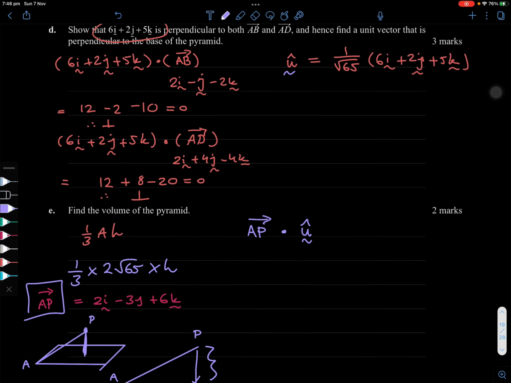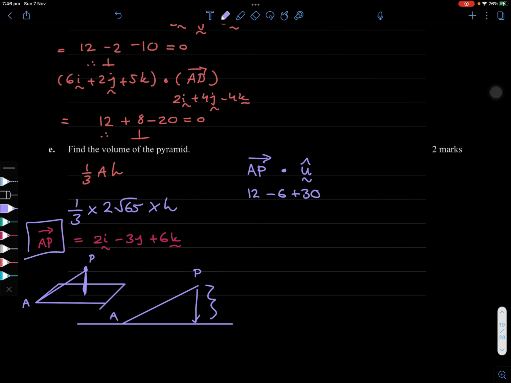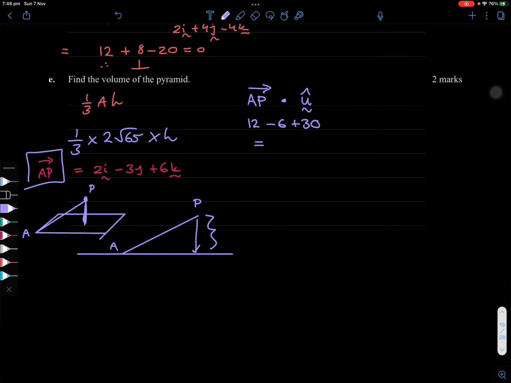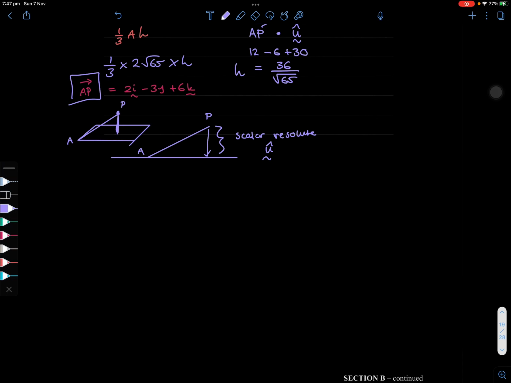So when we dot these together, it gives us 12 minus 6 plus 30, which is 36 on root 65. Equals 36 on root 65. So this is the height of that pyramid. It's important to understand the concept behind this. This is not the vector resolute, this is the scalar resolute in the direction of that unit vector that we found, because it needs to be perpendicular.